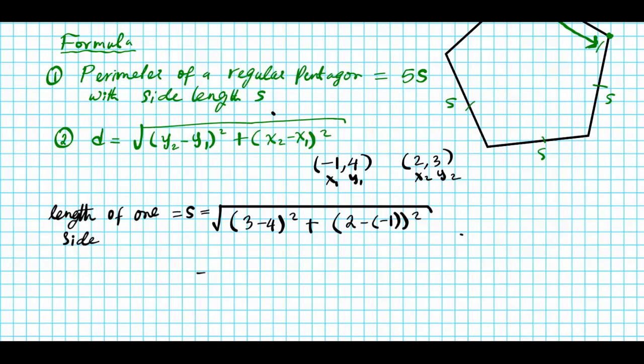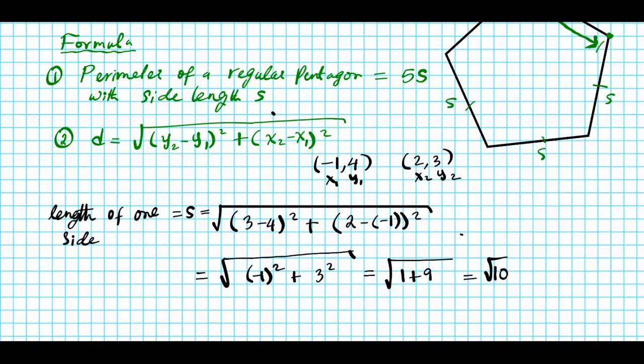Okay, so let's see what we have here. 3 minus 4 is -1, and (-1) squared, plus 2 minus negative 1, which is 2 plus 1, which is 3 squared. So what happens when you square a negative number? It becomes positive, right? Because minus times minus is plus. So you have 1 plus 9. That is equal to root 10.